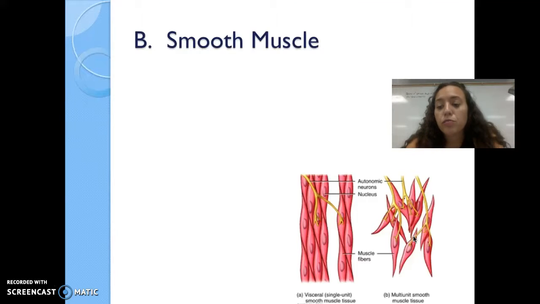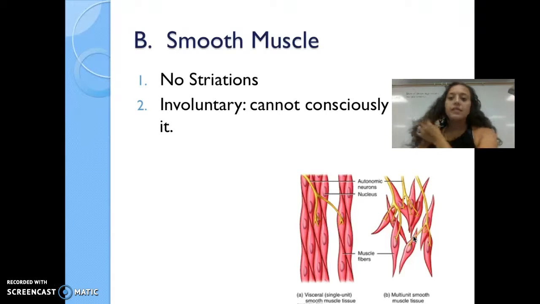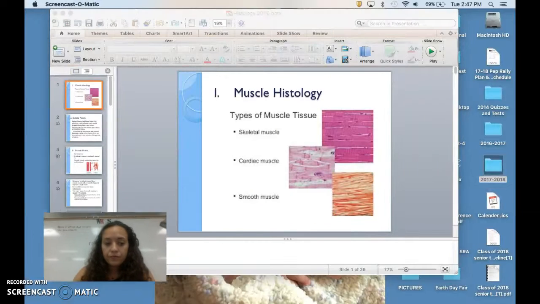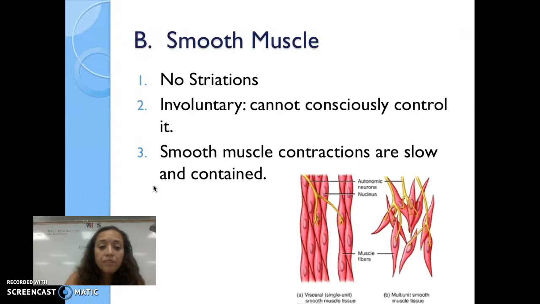So now we're going to get to smooth. Smooth muscle you're going to find in the irises of your eye. They're going to be inside of your hollow internal organs, your blood vessels, things like that. It got its name because when you look at it, there are no striations. It's involuntary. It cannot be consciously controlled. In other words, you don't have any conscious control of what's occurring inside of these organ systems. The type of contraction is slow and contained.